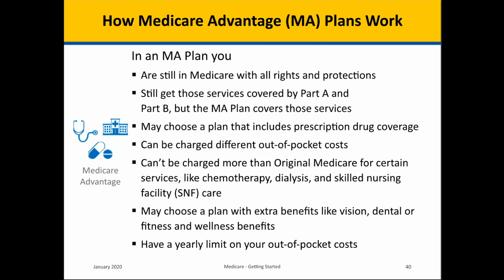How do MA plans work? Again, you're still in Medicare with all the rights and protections. You will still get services covered by Part A and Part B, but the MA plan covers those services instead of original Medicare. You may choose an MA plan that includes prescription drug coverage. You can be charged different out-of-pocket costs. However, you can't be charged more than original Medicare for certain services like chemotherapy, dialysis, and skilled nursing care.